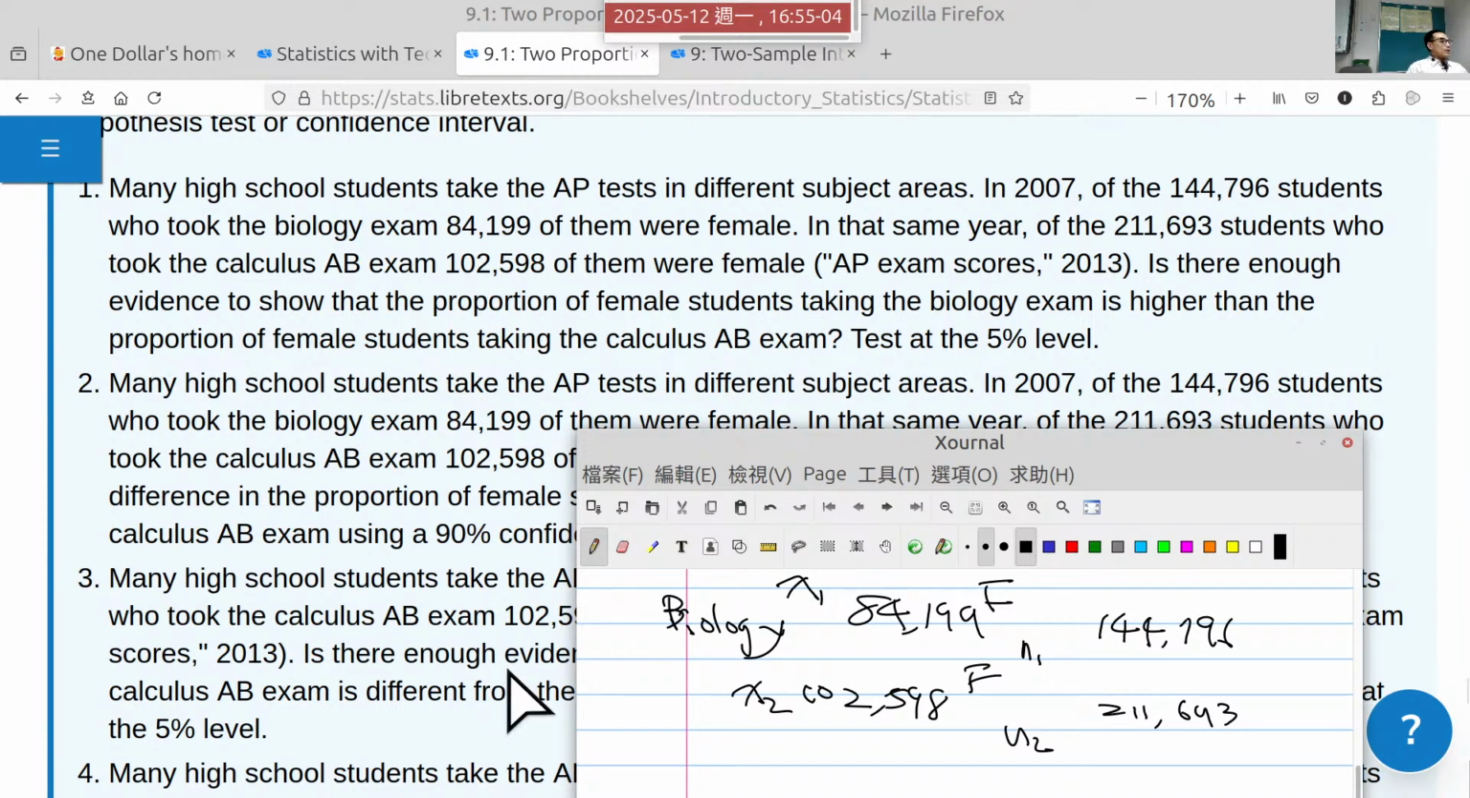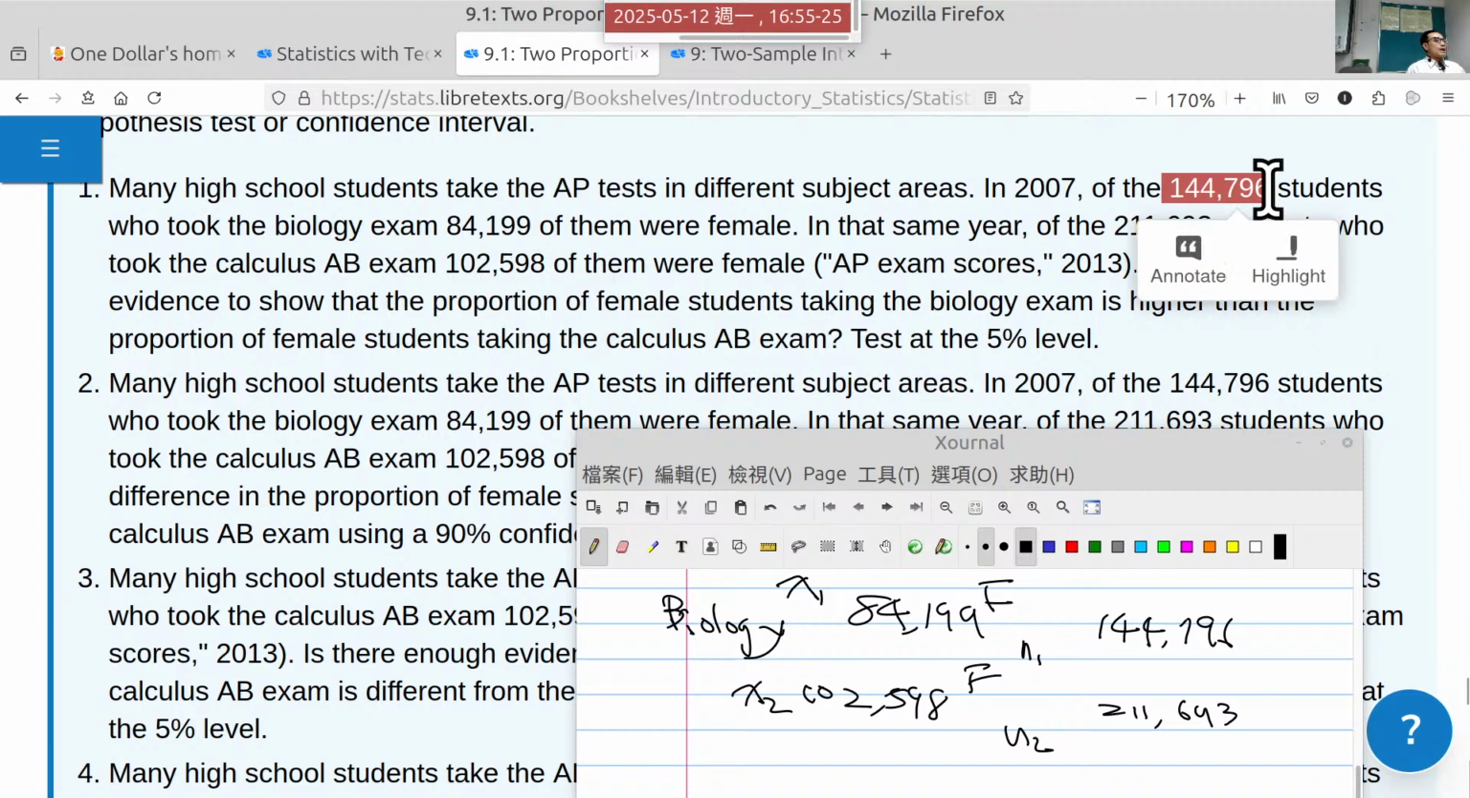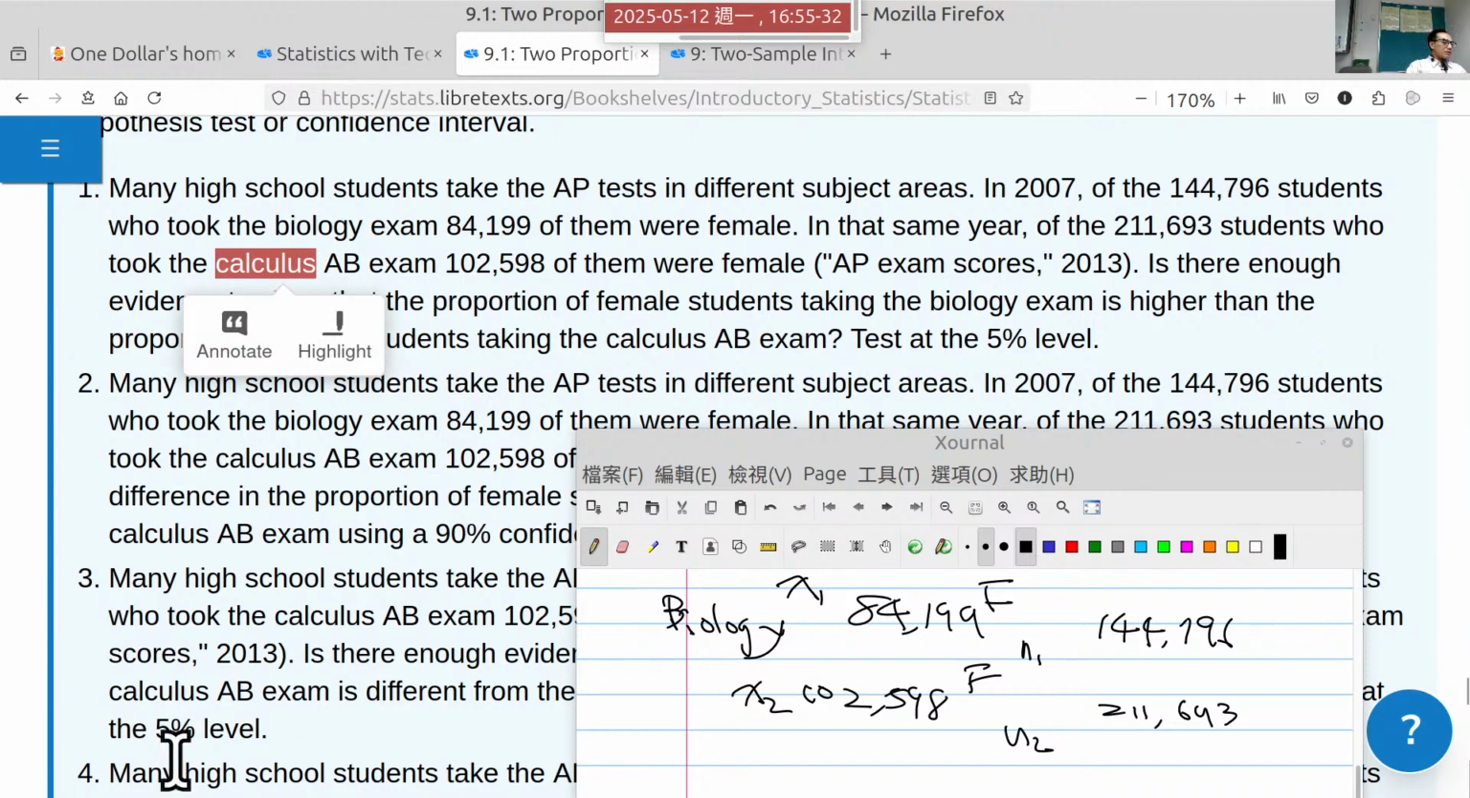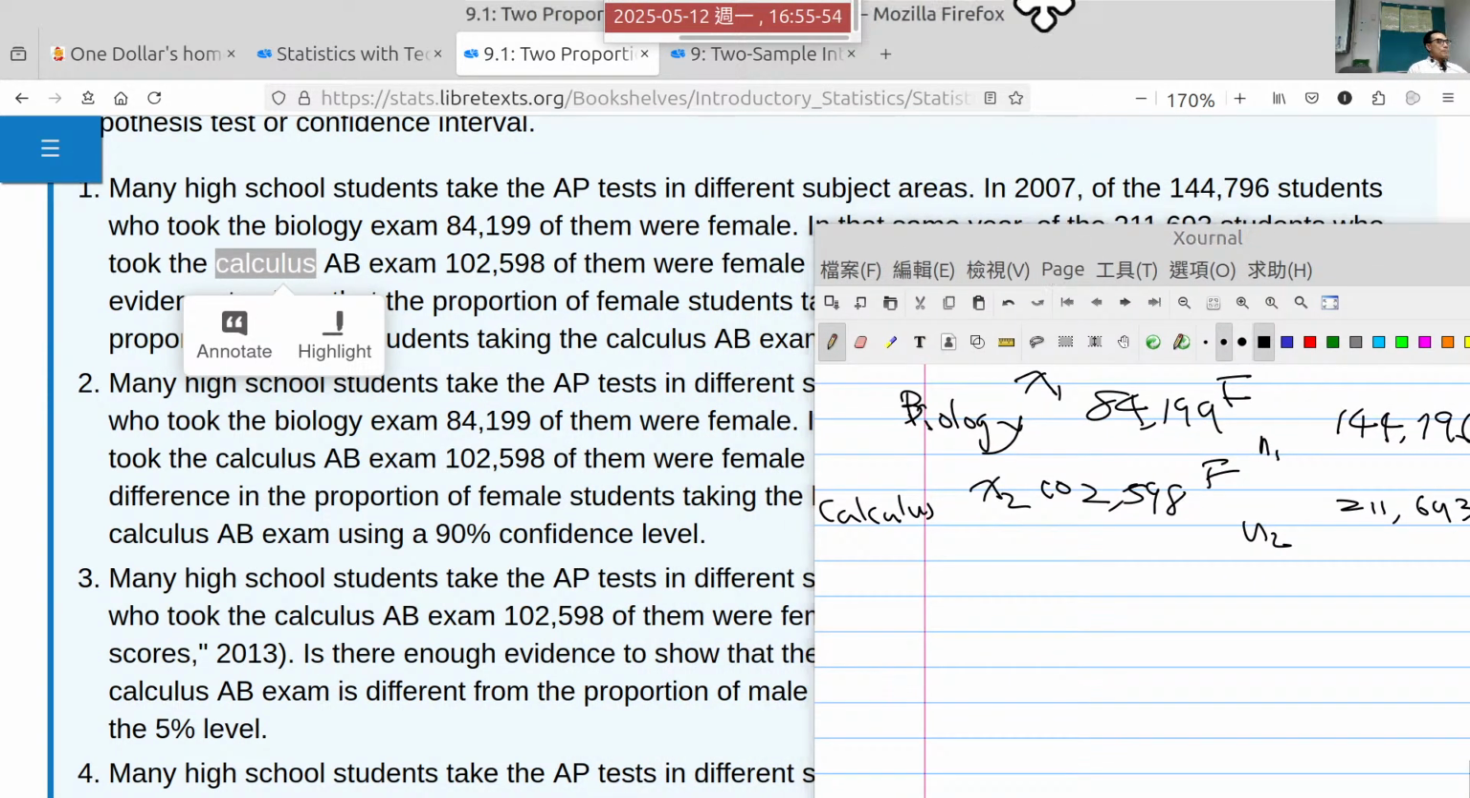Okay, the first one, what are the hypotheses? The null hypothesis is that those two proportions are the same. What does it mean? The proportion of females who took the biology exam and the proportion of females who took the calculus exam are the same. But we cannot just calculate those divided. No, we cannot do that. We need to use the statistical tools. Okay, let's check the first one.